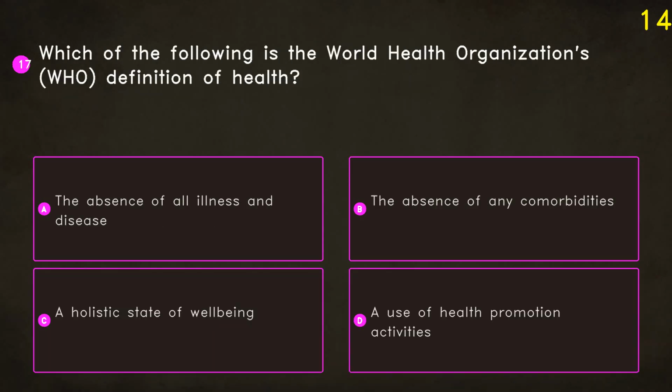Question 17. Which of the following is the World Health Organization's (WHO) definition of health? A. The absence of all illness and disease. B. The absence of any comorbidities. C. A holistic state of well-being. D. A use of health promotion activities.